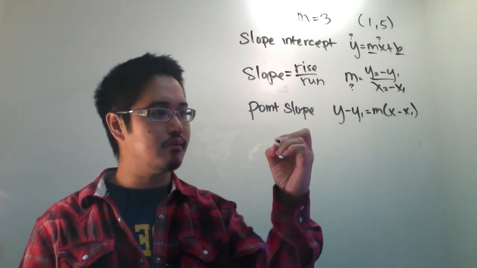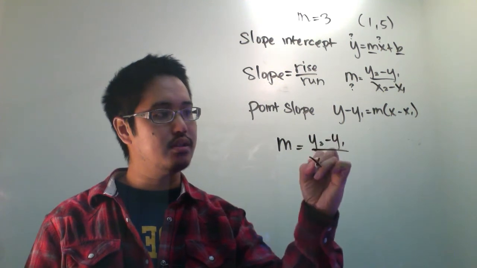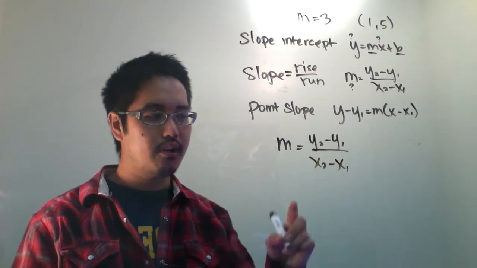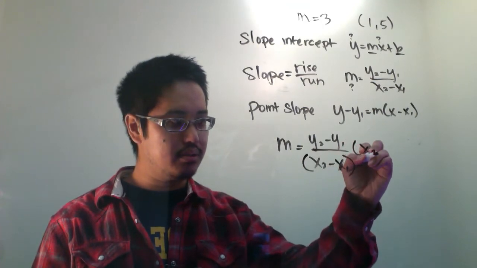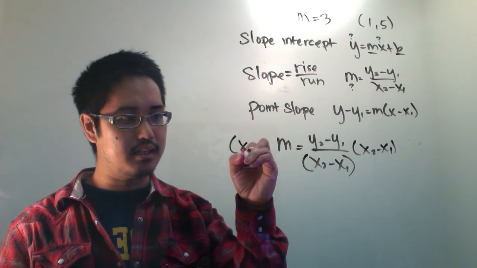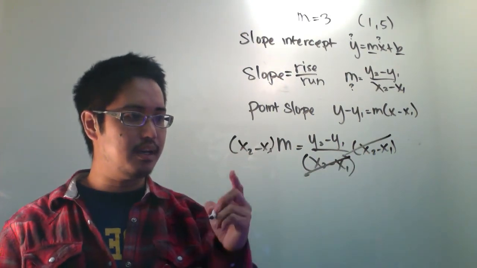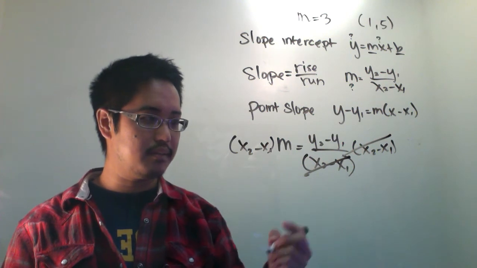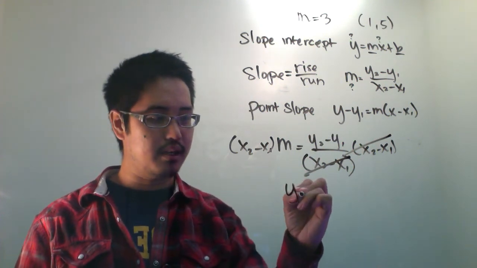If you look at this thing right here, m equals y2 minus y1 over x2 minus x1. And if I were to clear out these fractions by multiplying both sides by x2 minus x1, you have to be fair, so you're going to do it to that side too. This cancels out that, and you end up getting x2 minus x1 times m equals y2 minus y1. Let me just write that a little prettier.